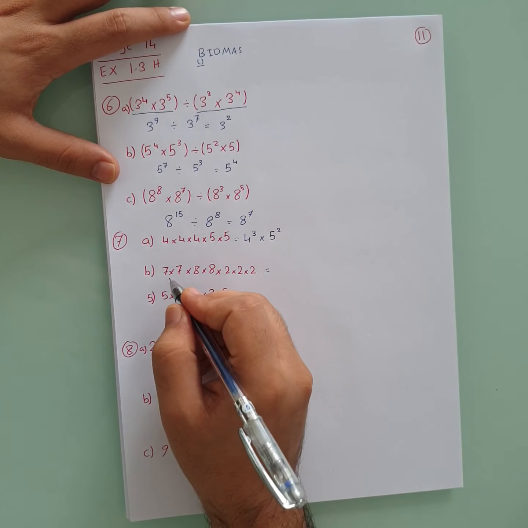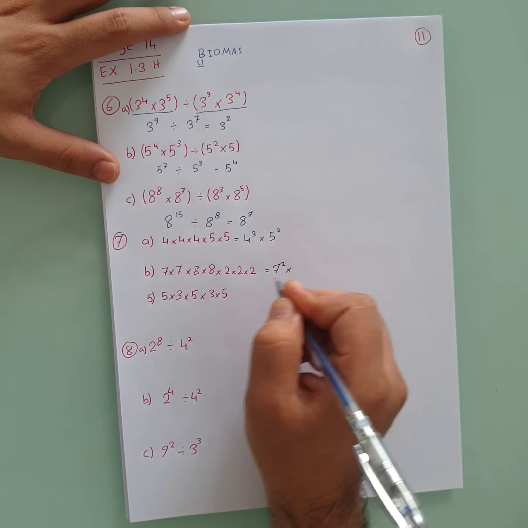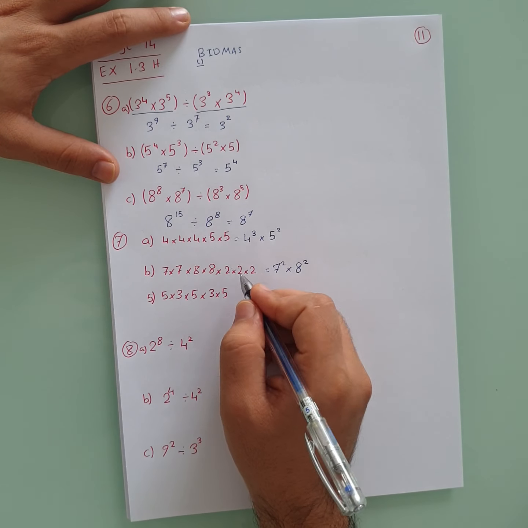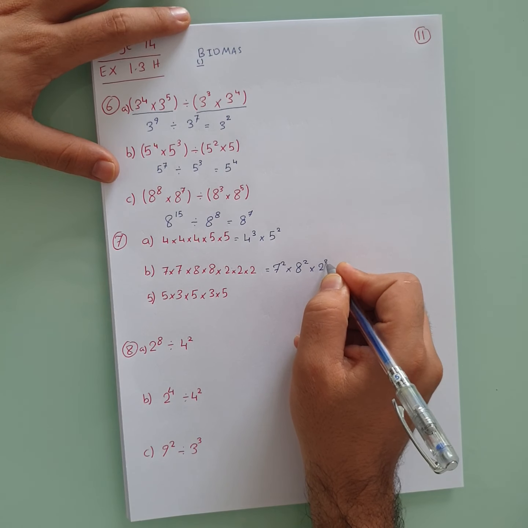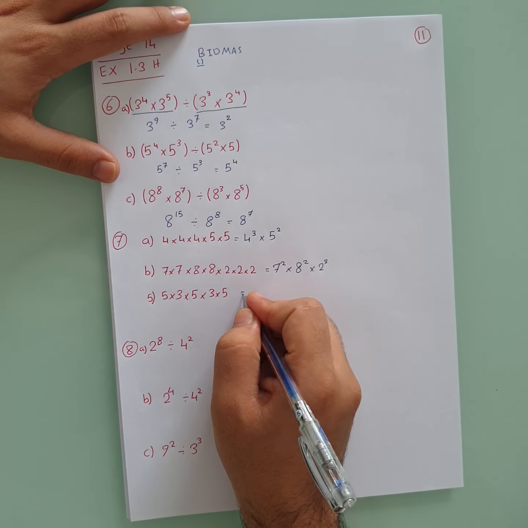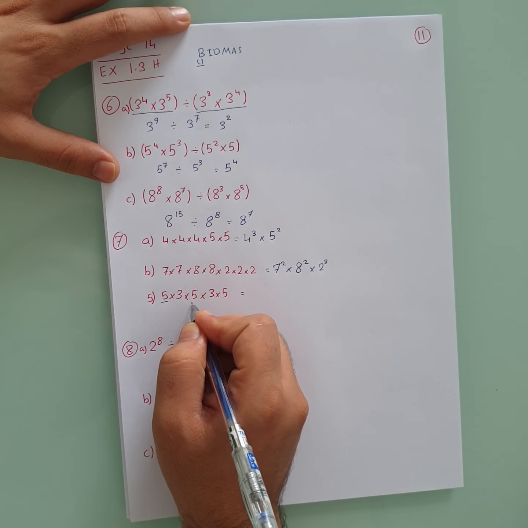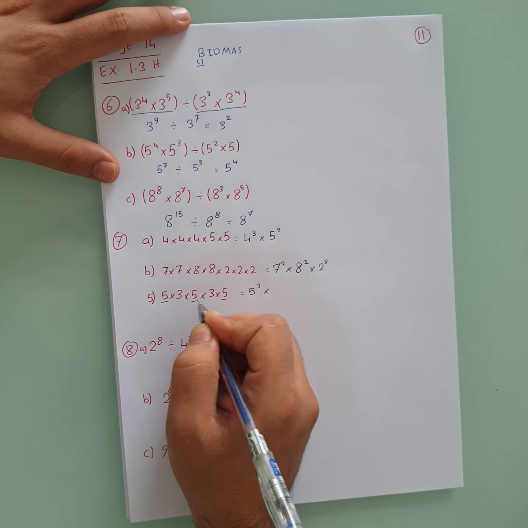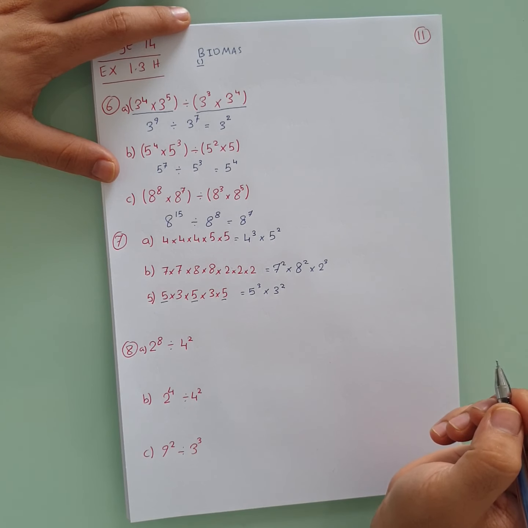Same goes here. 7 times 7, 2 times, so this is 7 to the power of 2, times 8 times 8, this is 8 to the power of 2, since there are only 2 here. 2s, I have only 3, so it is times 2 to the power of 3. Here, 5, 3, 5, 3, 5. How many 5s do I have? 1, 2, and 3. So it's going to be 5 to the power of 3 times 3 to the power of 2. It's really simple.